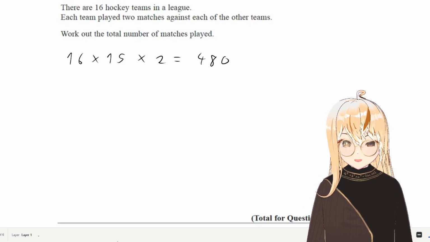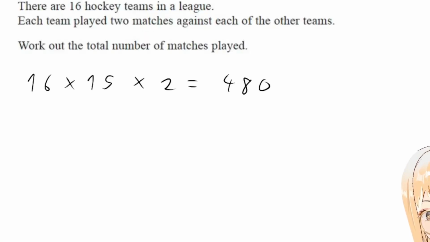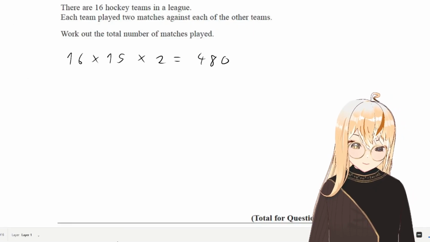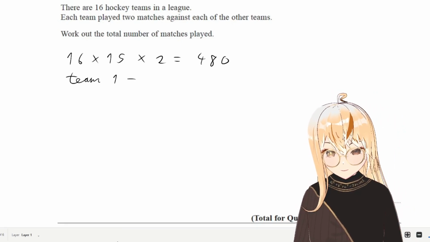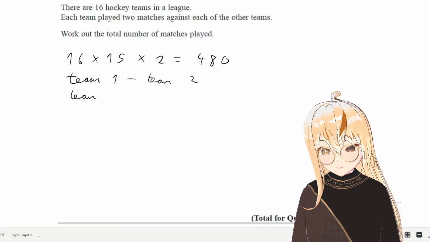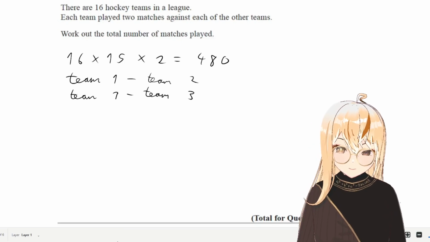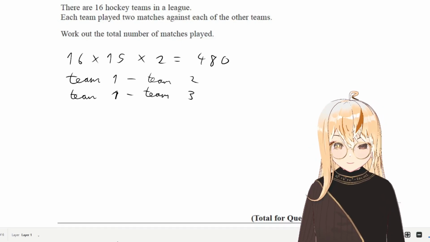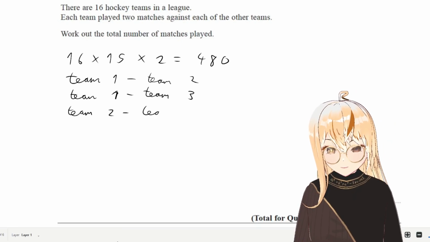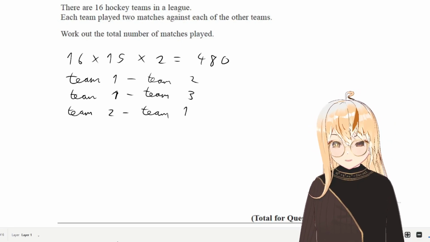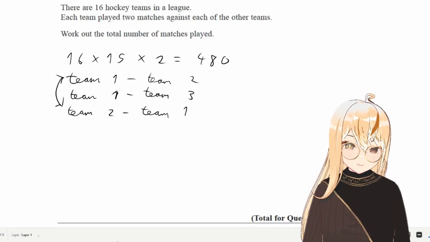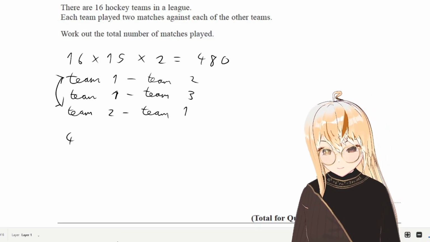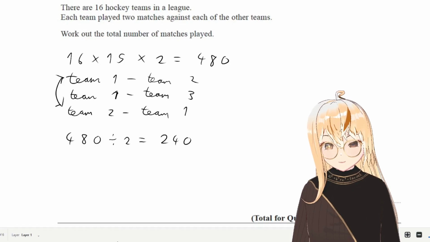But actually, we need to divide by 2, because it says that each team played 2 matches against each of the other teams. However, if we just leave it like this, what we're saying is that Team 1 played against Team 2, Team 1 played against Team 3, and so forth. But that also means Team 2 also played against Team 1, and so forth. And we can see that these are equal. Now we only want them to play 2 matches against each other, so you need to divide by 2. So there are 240 ways to do it. Easy.